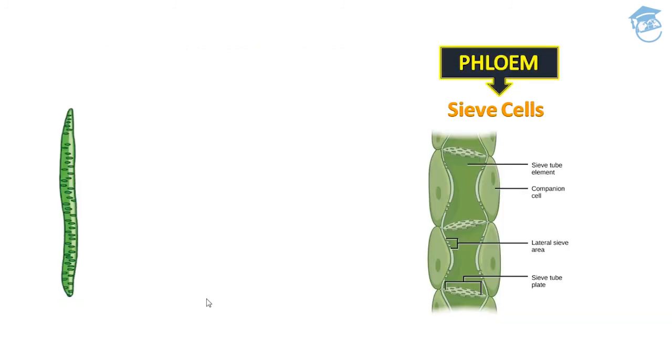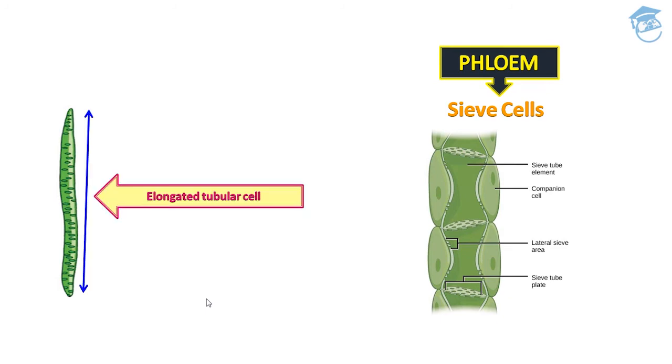Now, sieve cells. We have already studied sieve tube members. Sieve tube members and sieve cells are the same type of element, but sieve cells are found in gymnosperms and pteridophytes, whereas sieve tube cells are found in angiosperms. It's a unique characteristic of angiosperms. So now we will talk about the sieve cell.